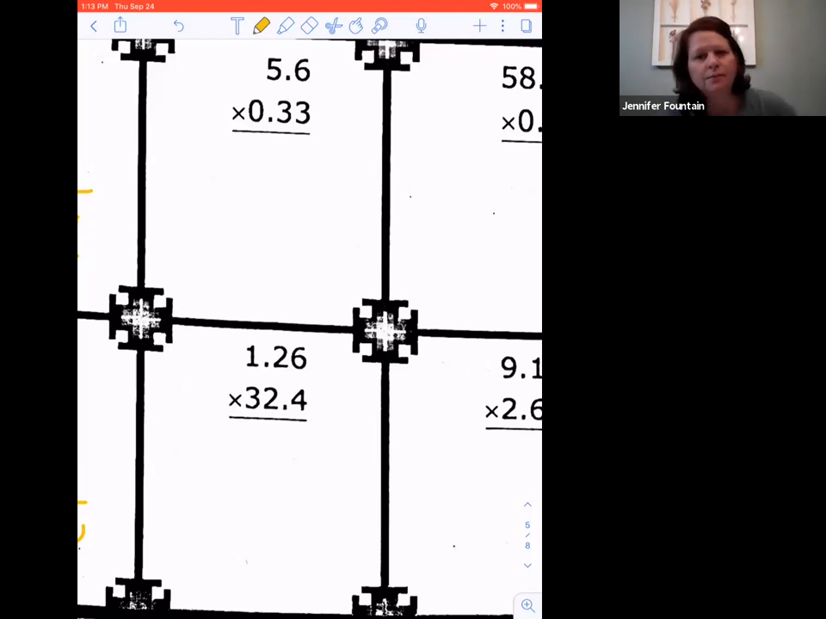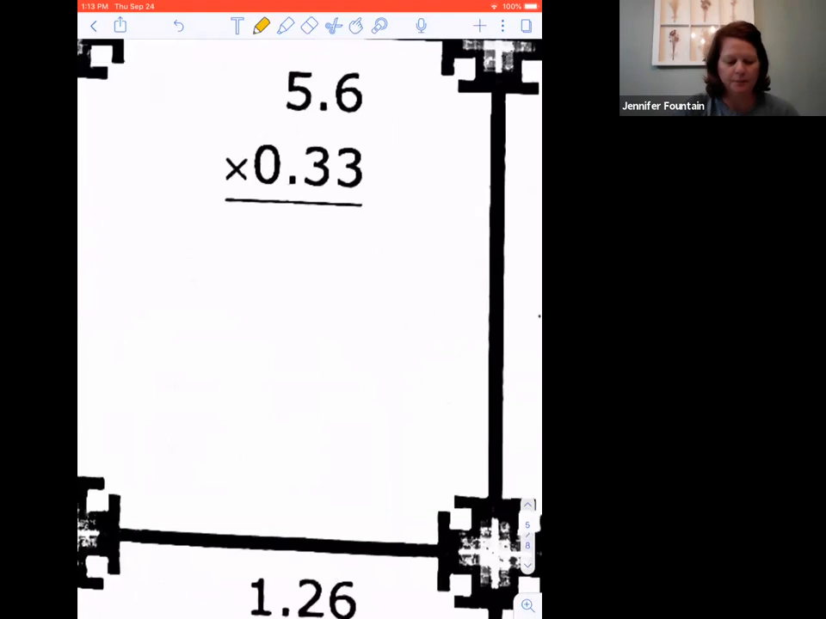All righty, let's go through these. I've got 5.6 times 0.33. So I'm going to multiply 6 times 3 is 18. Put down my 8, carry my 1. 5 times 3 is 15 plus 1 is 16. Now put on placeholder 0.